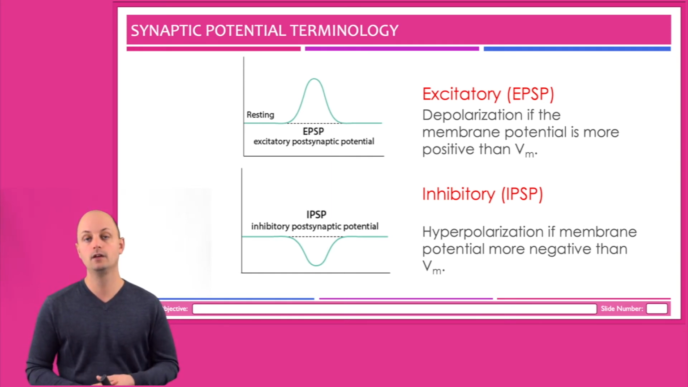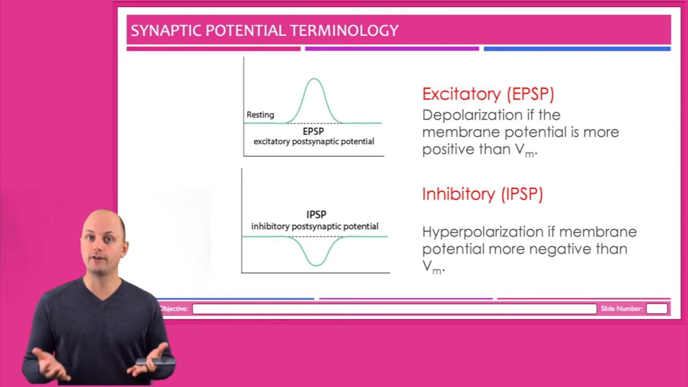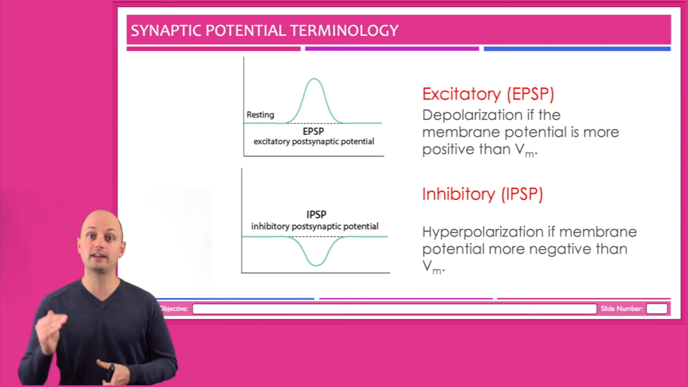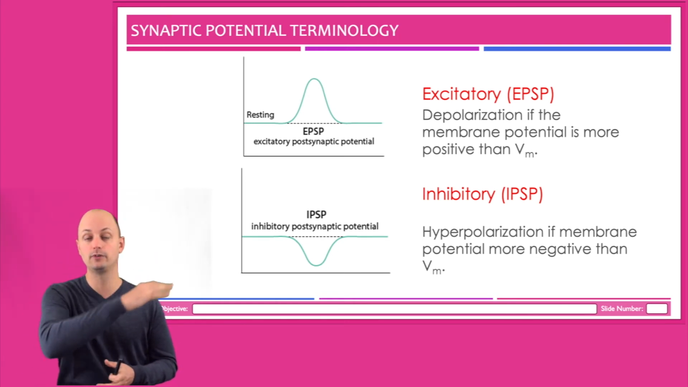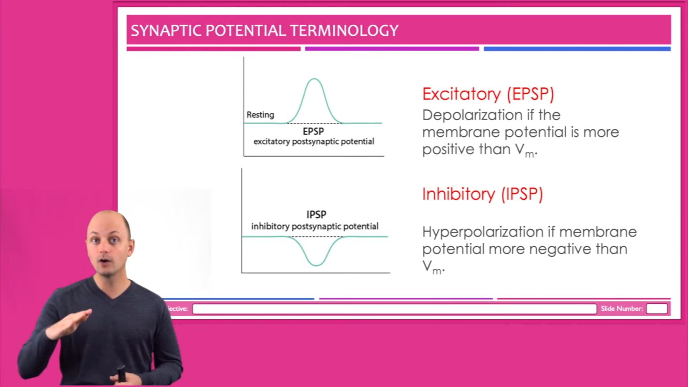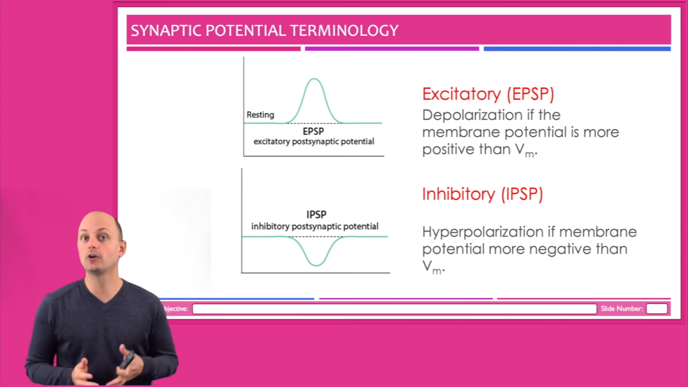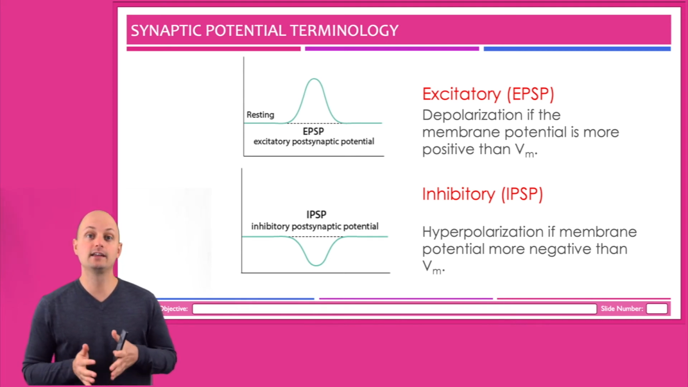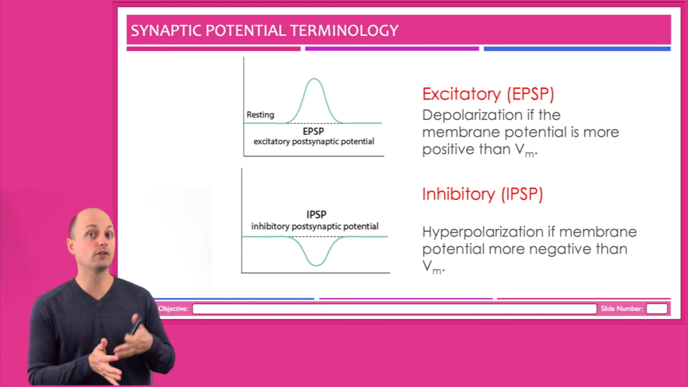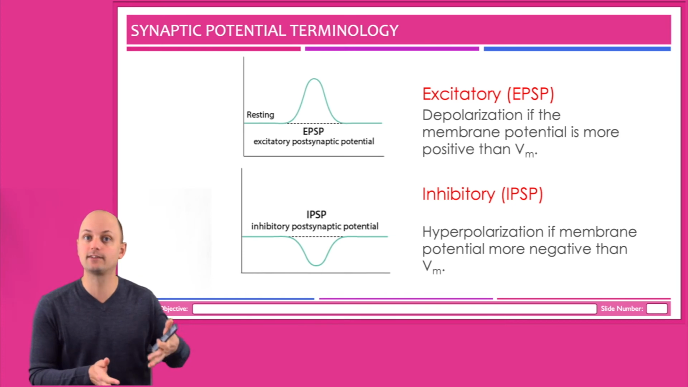Now, probably the most critical thing to remember about synaptic potentials is that they're a type of graded potential. So graded refers to the fact that these changes in membrane potential can have a variable amplitude. They can be really weak or they can be really strong.